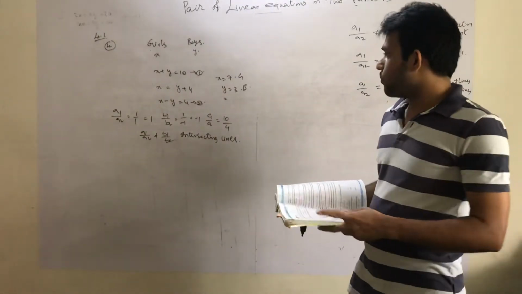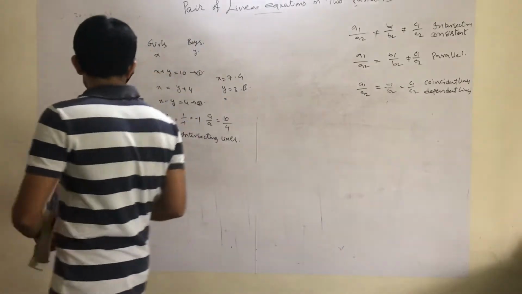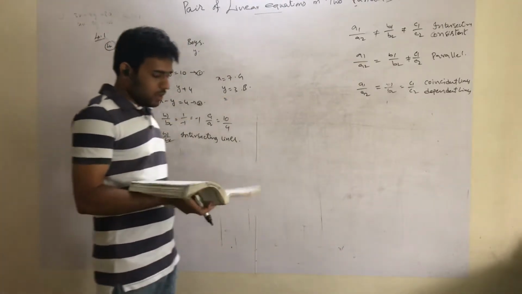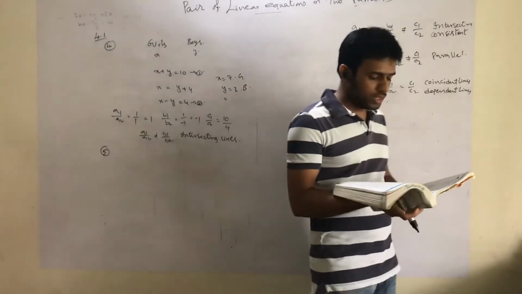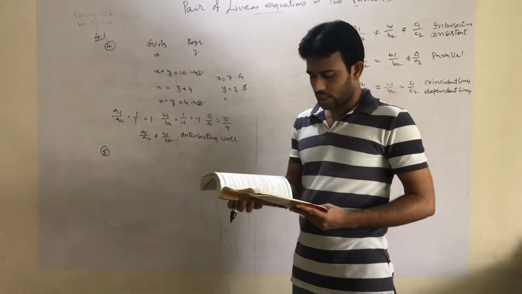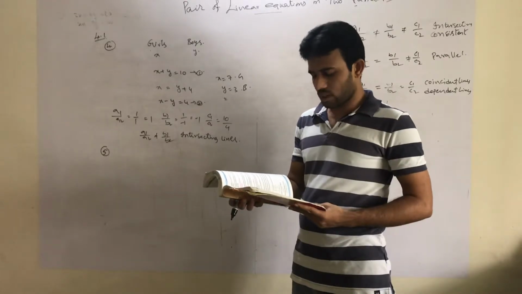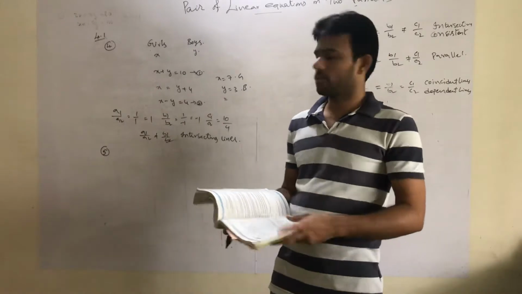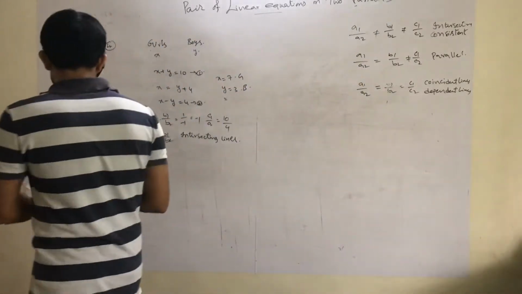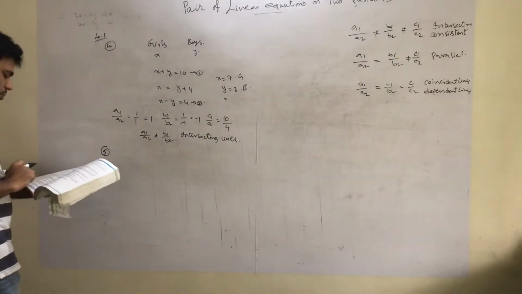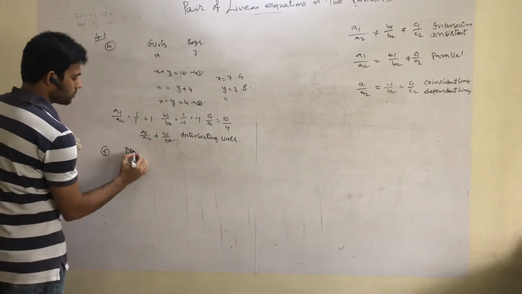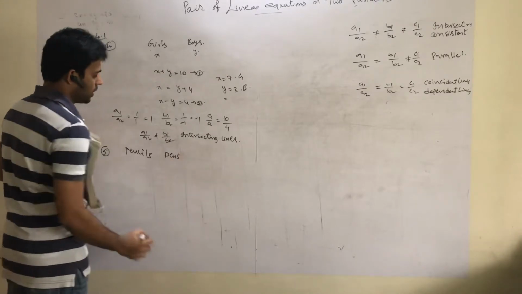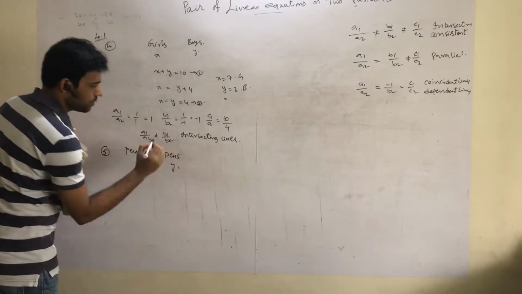Next, let's go to problem 5. In problem 5, 5 pencils and 7 pens together cost 50, whereas 7 pencils and 5 pens together cost 46. Find the cost of 1 pencil and that of 1 pen. This is simple, this is straight away. So the variables are pencils and pens. Pencils is one variable and pens is the other variable. Let's consider a pencil as x and pen as y.